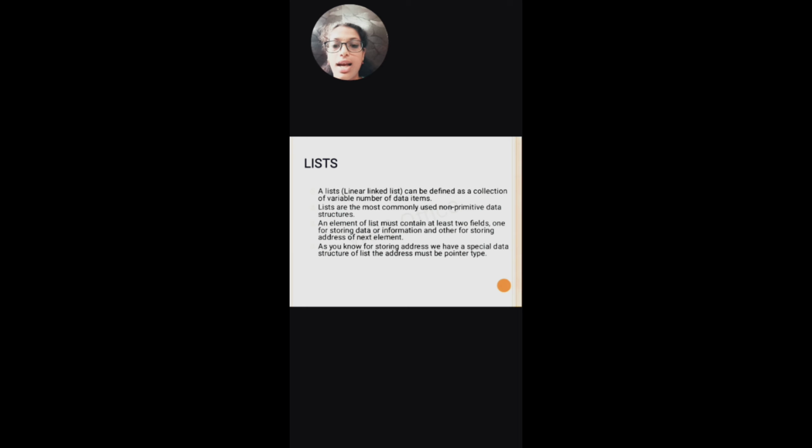List. A list is nothing but a linear linked list. It can be defined as a collection of a variable number of data items. Lists are the most commonly used non-primitive data structures. An element of a list must contain at least two fields, one for storing data or information and the other for storing the address of the next element. As you know, for storing an address, we have a special data structure; the address must be of pointer type.